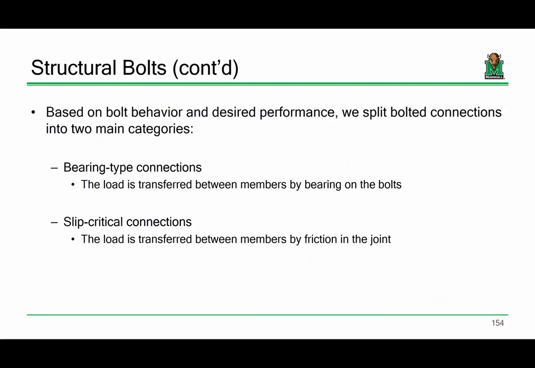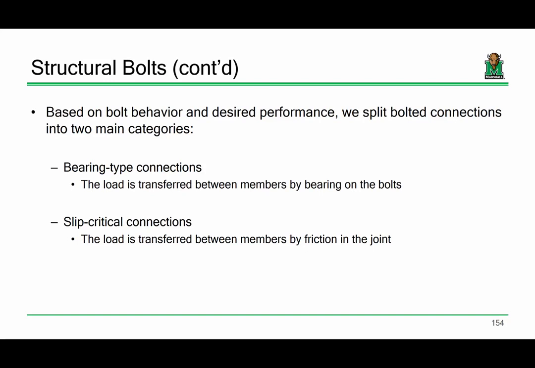Now, we have two different types of connections that we typically assess in structural engineering. One of them is what's called a bearing type connection, and one of them is called a slip critical connection. The difference between the two is that bearing type connections rely on the bolt literally coming into physical contact with the plate. So the bolt is bearing on the plate. So the only limit states that we need to assess in a bearing type connection are the shearing of the bolt and the bearing on the plate. Whereas in a slip critical connection, we have to assess both of those limit states as well as the friction between plate A and plate B.